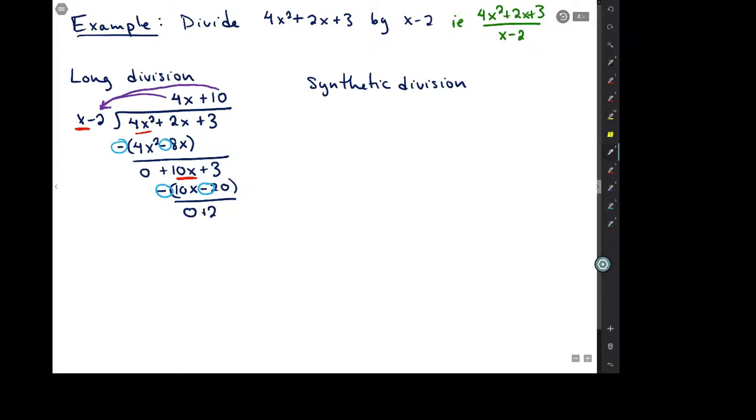I have 23. And now again, I look at this x, and I look at this 23, and x doesn't go into 23. There's no whole power of x that I can multiply by. In a sense, 23 is smaller than x. It has a lower degree. So this now down here, this is my remainder.